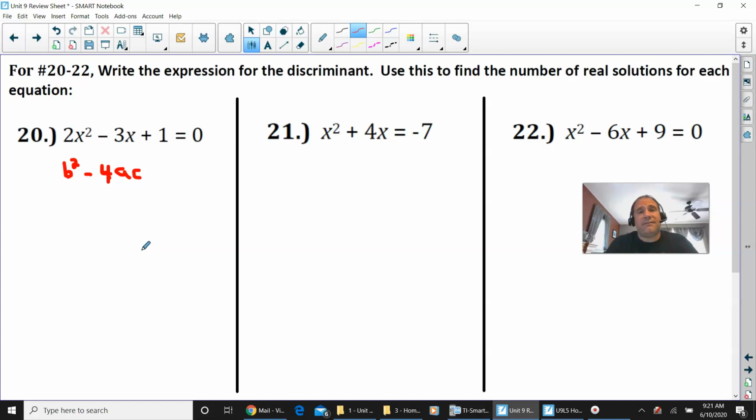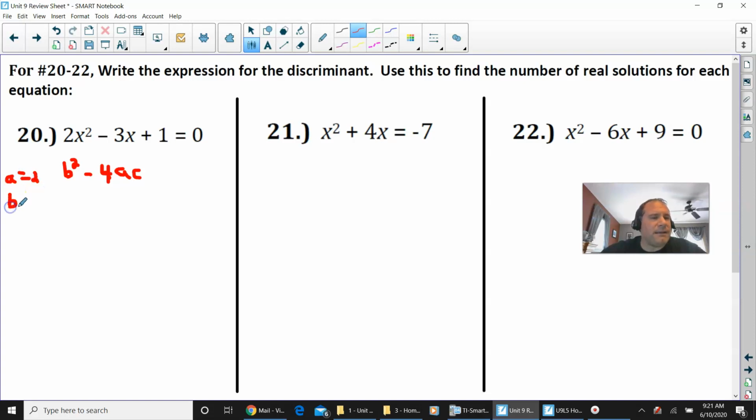If it's a negative answer, guess what? You have no solution. That's when you have a parabola that is not intersecting the x-axis at all. There's no real answers, no real numbers at all. No solution. So let's just see what everything is. So first off, a equals 2.